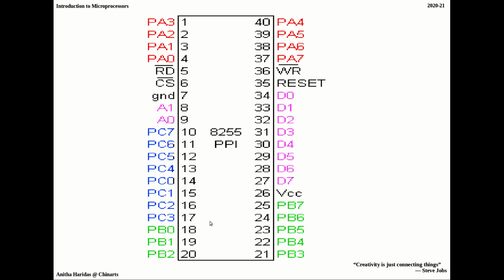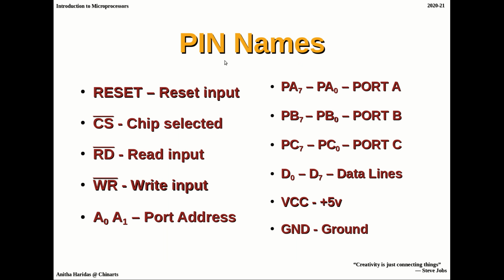Now this pin diagram shows it has 40 pins arranged in a rectangular interface, and as usual we have the read write signal, chip select signal, ground and power signals, data lines and reset lines, apart from the 3 ports: port A, port B and port C. This is how it has been designed. So let us see what names are used for each and every pin.